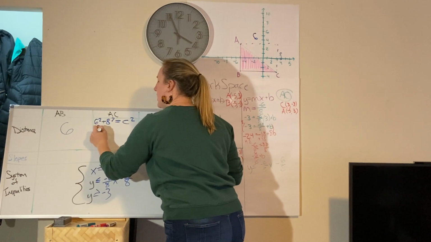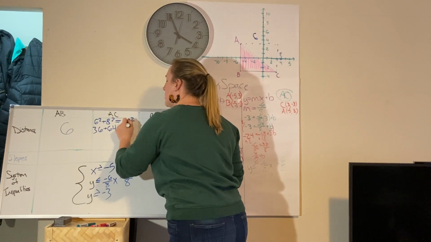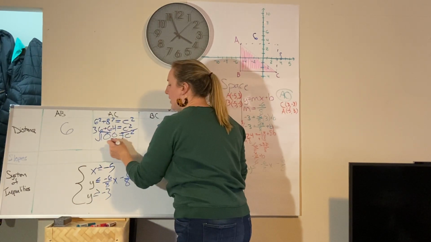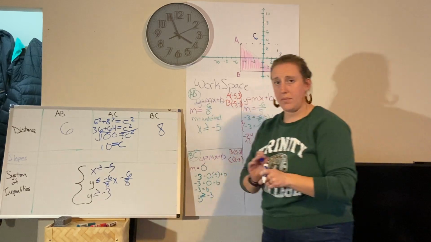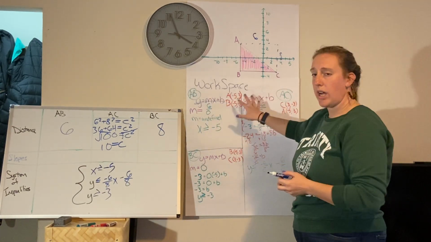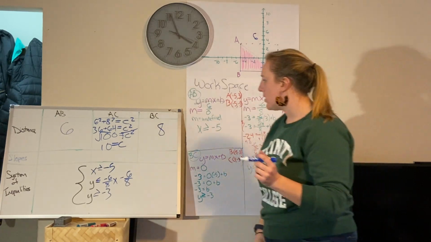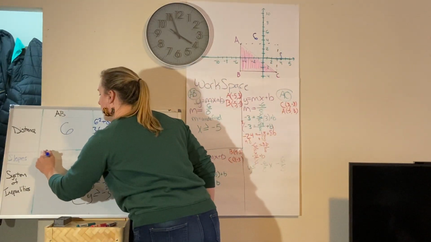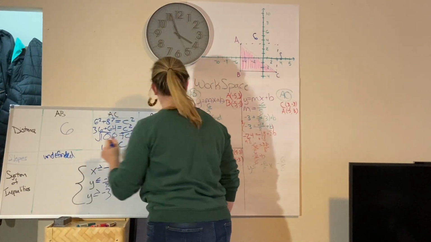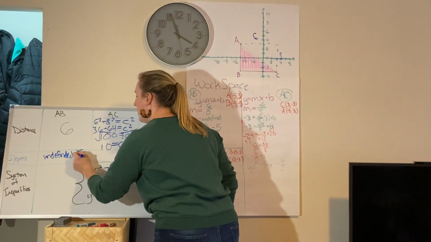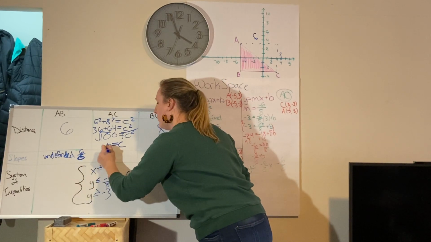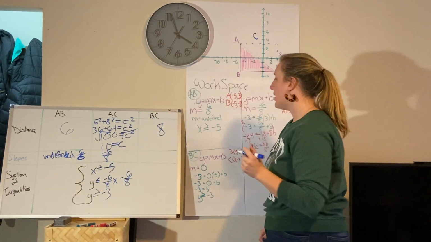We get 36 plus 64 equals c squared. 100 equals c squared. Square root that, and c equals 10. All right, we have all different sides, so we are working with a scalene triangle. But let's look at our slopes. We have a slope of undefined, or, as we solved it, 6 over 0. We have a slope of down 6 over 8. And we have a slope of 0.